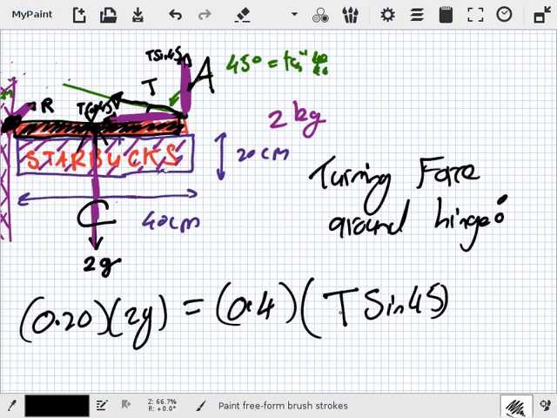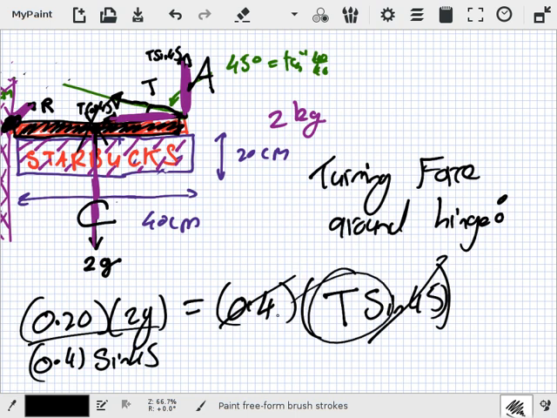Of course I can, because all I have to do now is divide by 0.4 and also divide by sine 45. And now I've figured out what the T is, which was my first question. What's the tension? So the trick is to calculate the turning force using the hinge as the turning point. That's how we got the tension in the string. You see, this is not a lot of maths, it's a lot of thinking, okay? So I'll pause and let you write this much down, and then when you're ready you can tell me what the T was.